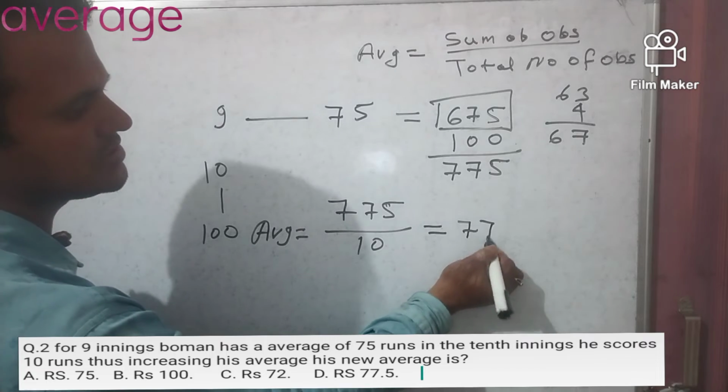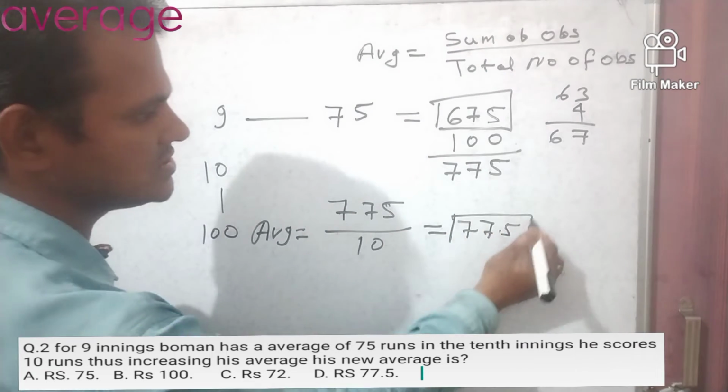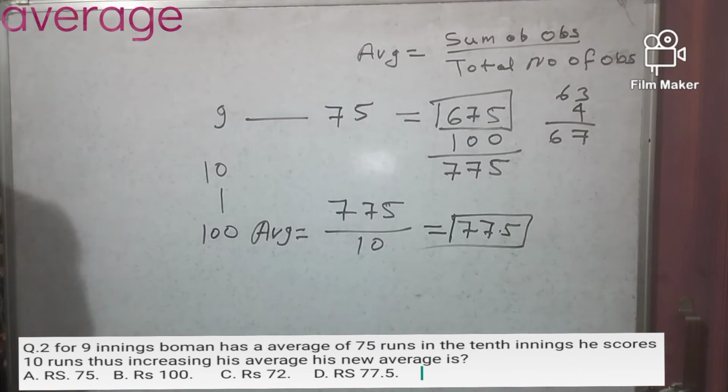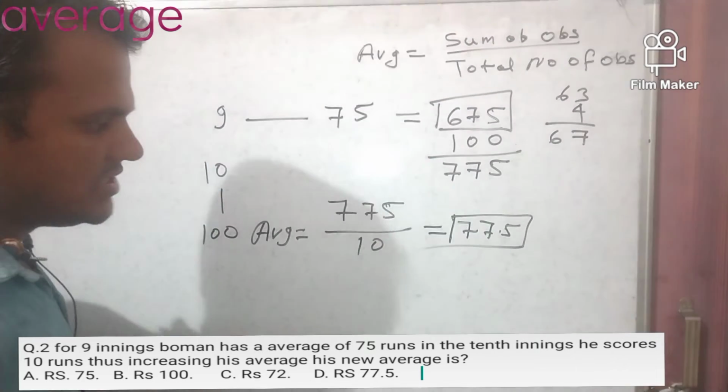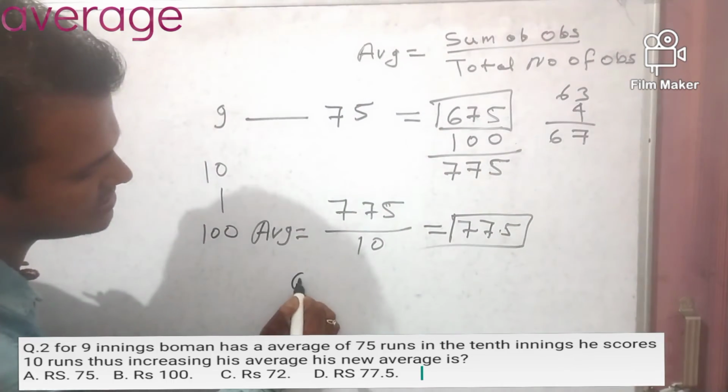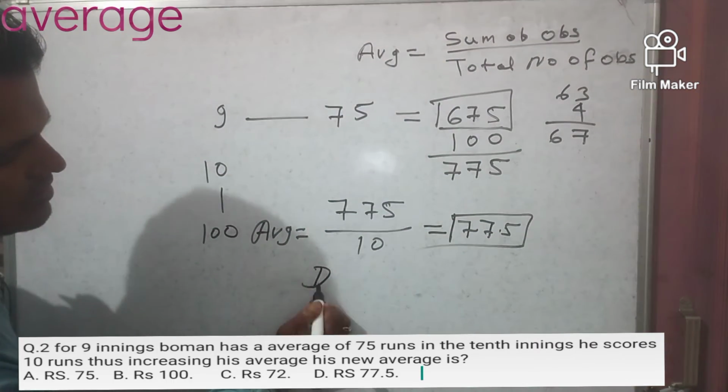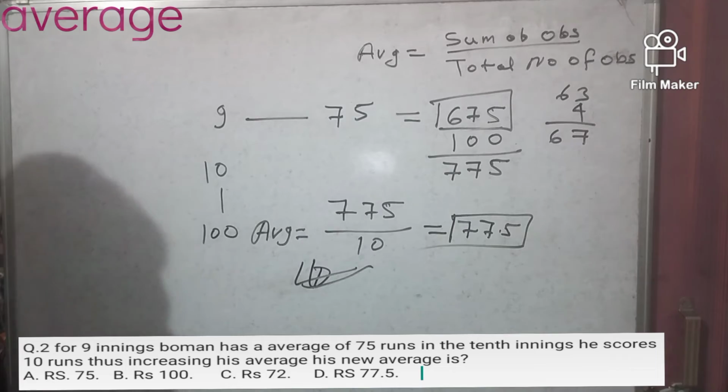So 77.5. This is the new average of Bowman. So option D is the correct answer.